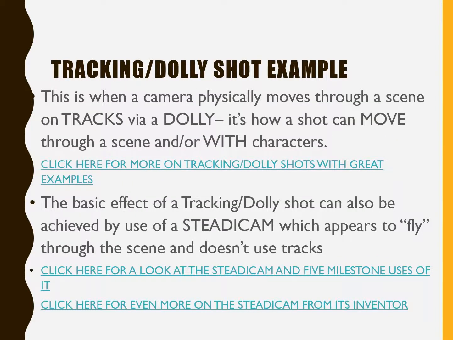A tracking shot or a dolly shot is when the camera physically moves through a scene on tracks via what they call a dolly, right? It's how a shot can move through a scene and or with characters. So the camera, think of it as a following shot. The camera follows a character, right? And the basic effect of a tracking dolly shot can also be achieved by the use of Steadicam, which uses no tracks and appears to fly through the scene and doesn't, like I said, rely on tracks on the ground.